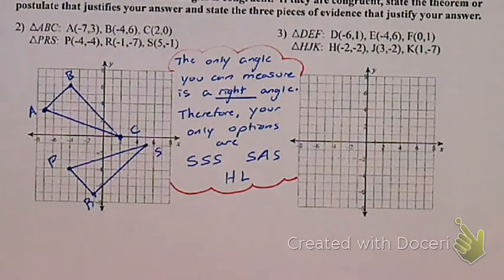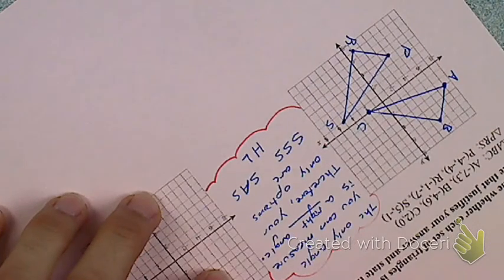Alright, looking at triangle ABC, do any of those angles look like it could possibly be a right angle? What if I turn it? Which one? B. B looks like it can be a right angle. Which means which one on the other triangle looks like it could be a right angle?